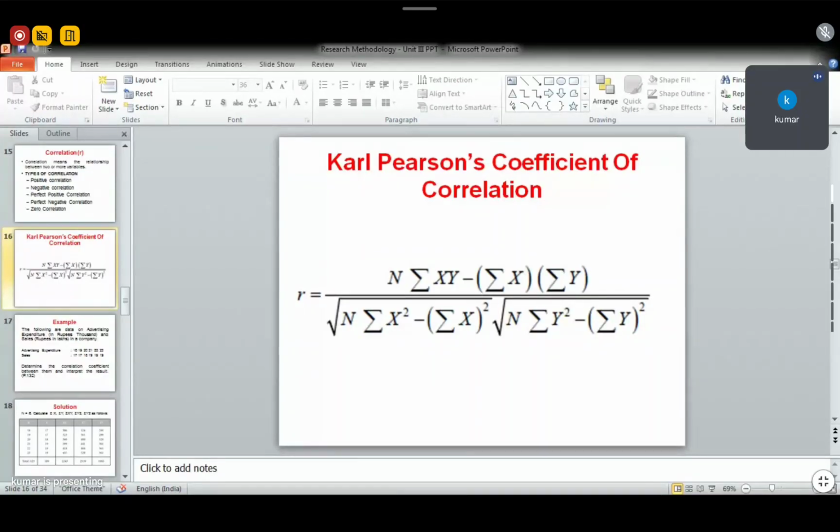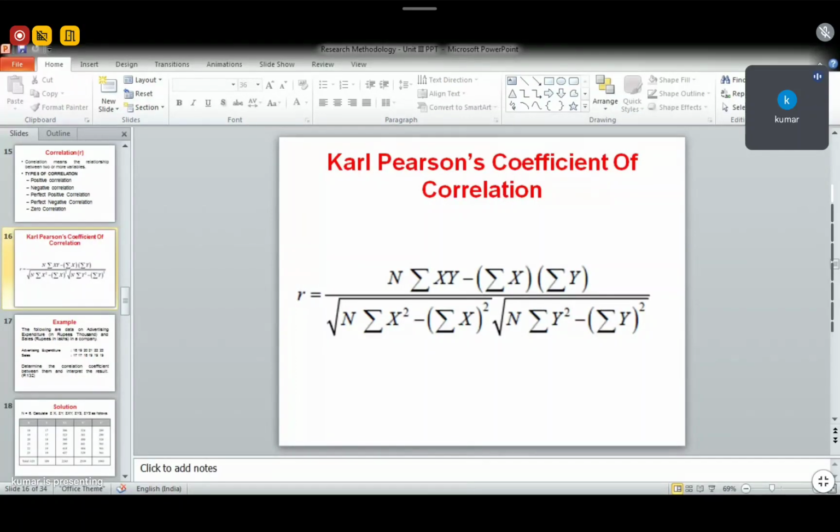On page number 132, the solution is given. X is entered here, Y is entered, then you find X into Y, that is one variable. Then X square, the square of each value of X: 18 square, 19 square, 20 square, 21 square, like that. The next column is Y square, the square of the Y values: 17 square, 18 square, 19 square, like that. Find the total of all these columns. Just go through this so that you can know how it is applied.